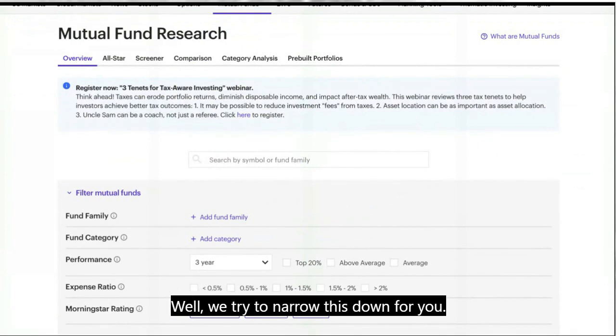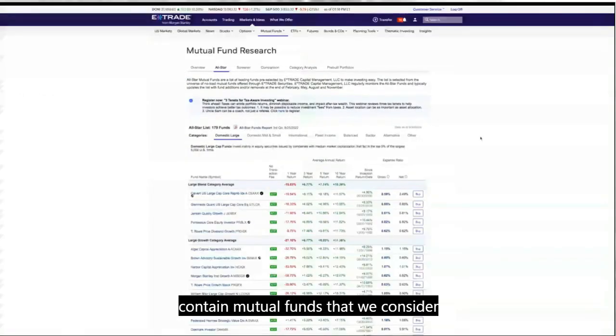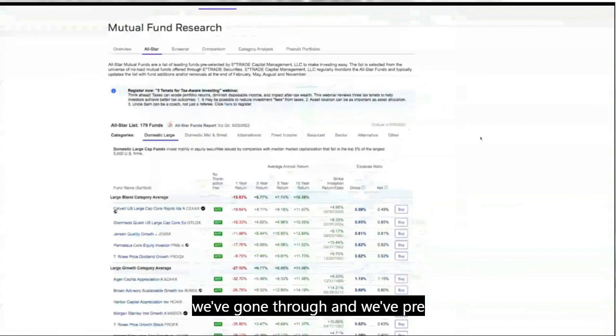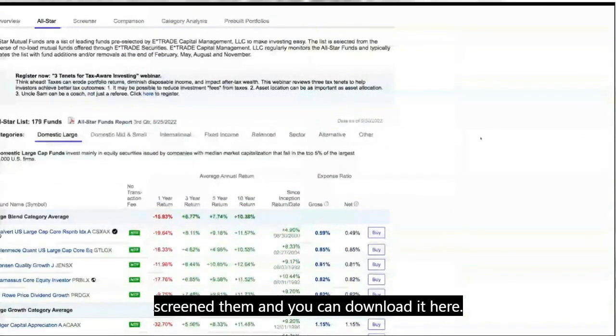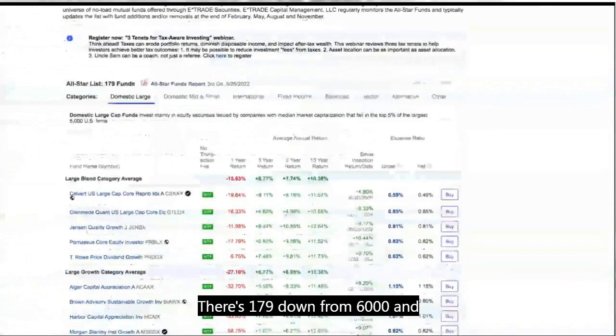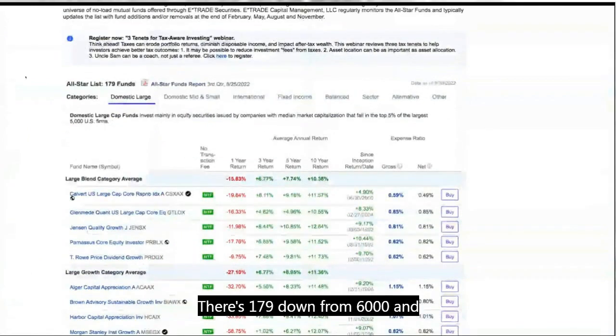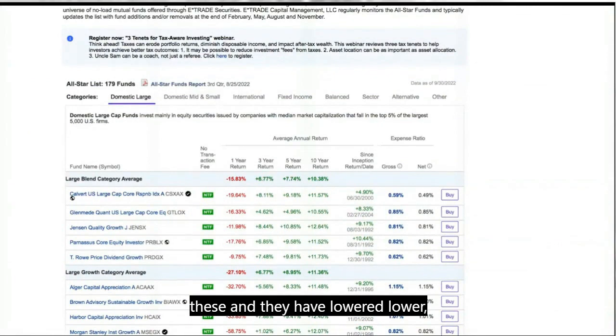Well, we try to narrow this down for you by creating things like the All-Star list. The All-Star list contains mutual funds that we've gone through and pre-screened, and you can download it here. There's 179 down from 6,000 and something. We have screened these, and they have lower expense ratios and performance. Let me compare a couple for you here. You can download it right there, and you can see when this was uploaded.